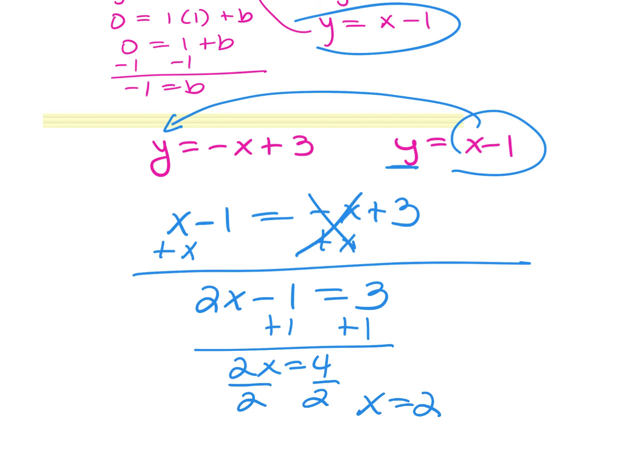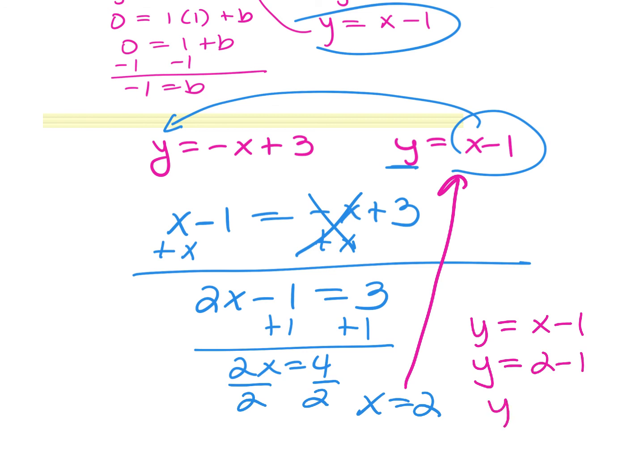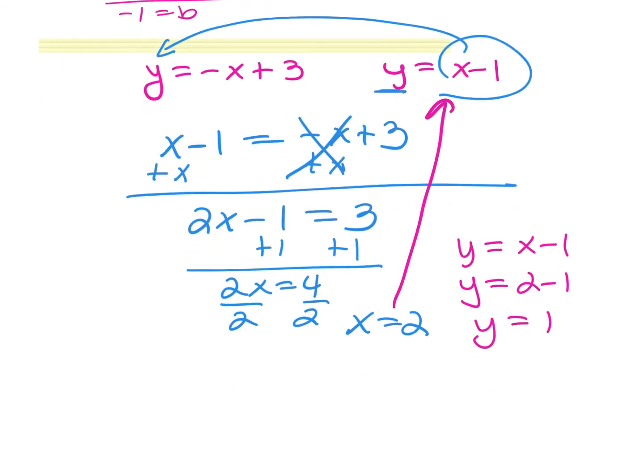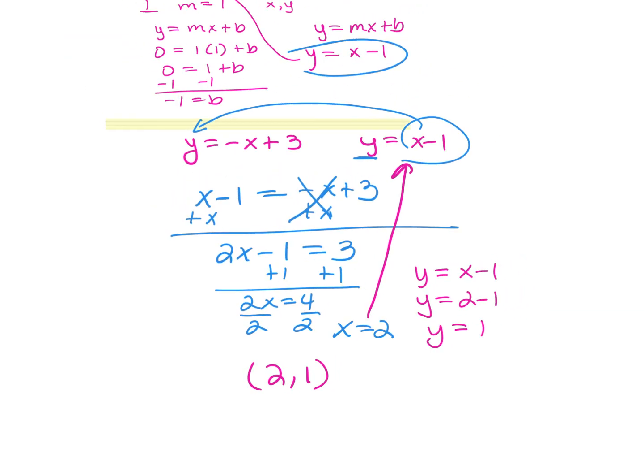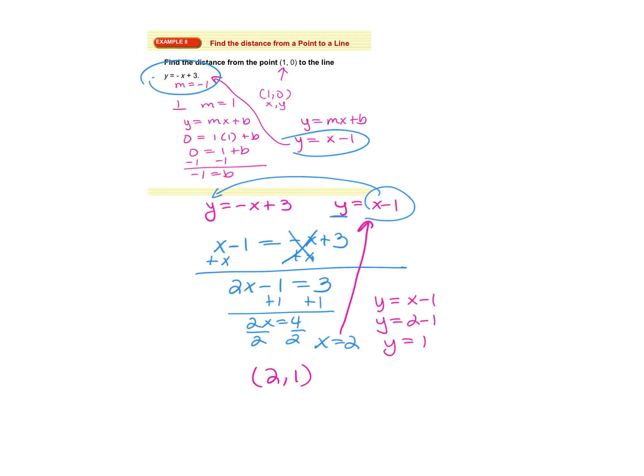Now I need to find the y, so I'm going to plug it in. Doesn't matter which one. I'm just going to plug it into that one. So y equals 2 minus 1, and y equals 1. This is now the point of intersection of the two lines. So it's the order pair 2, 1. And now what I'm going to do is find the distance between this order pair and the one that they gave me at the beginning, the 1, 0.